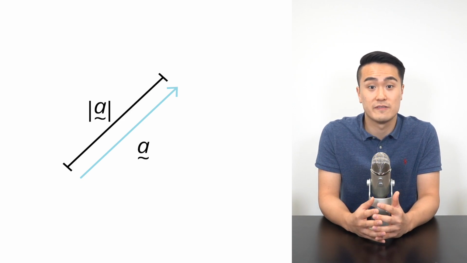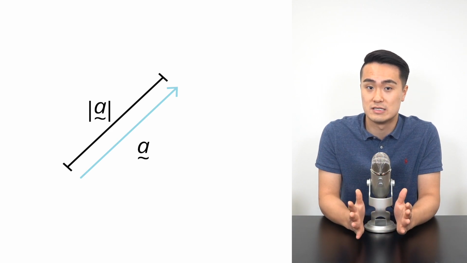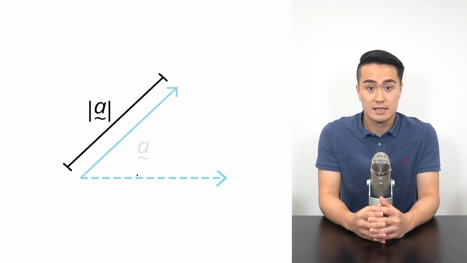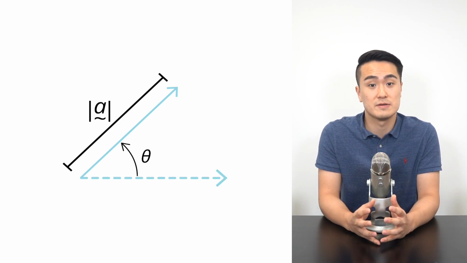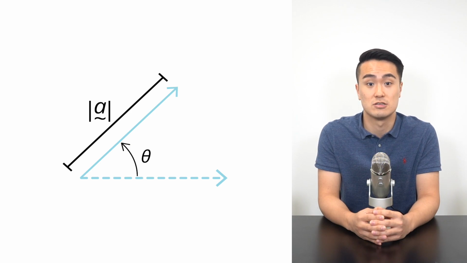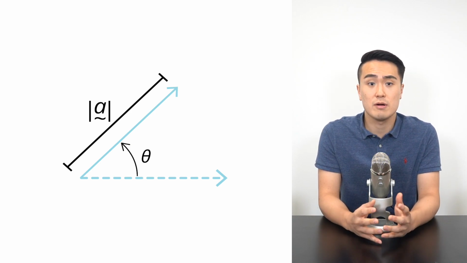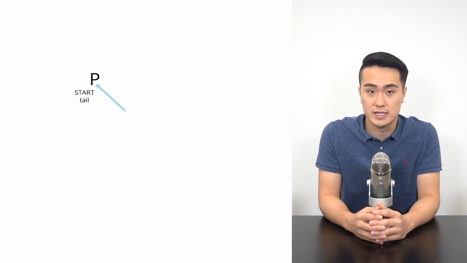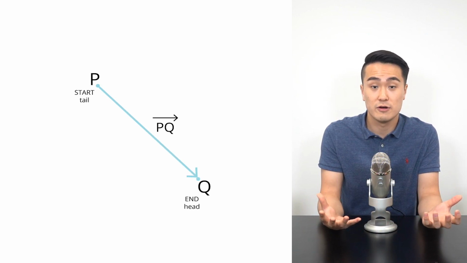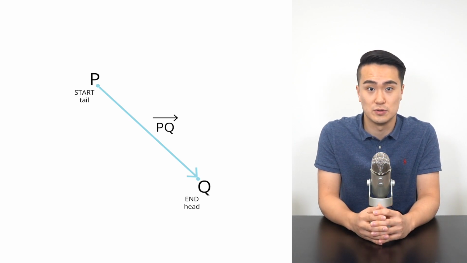The magnitude of a vector is denoted with absolute value symbols, as absolute values extract the magnitude. The direction of a vector is usually represented by the anti-clockwise angle from the positive x-axis to the vector. We can also represent a vector based on the 2 points where the vector starts, its tail, to where it ends, its head. For example, this is vector PQ.